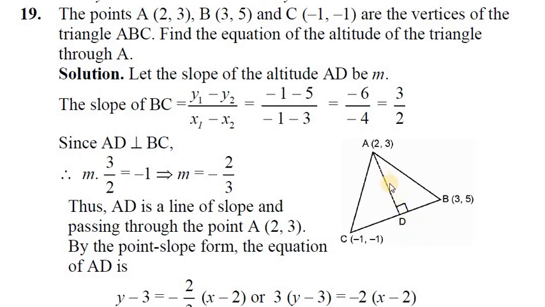But there is no scope to find the coordinates of this point because it is an altitude, not a median. We cannot find the coordinates of this point because no ratio is given, and it is not a median, so we cannot consider this as the midpoint of BC. So using the condition of perpendicularity, we can find the slope of this line AD.